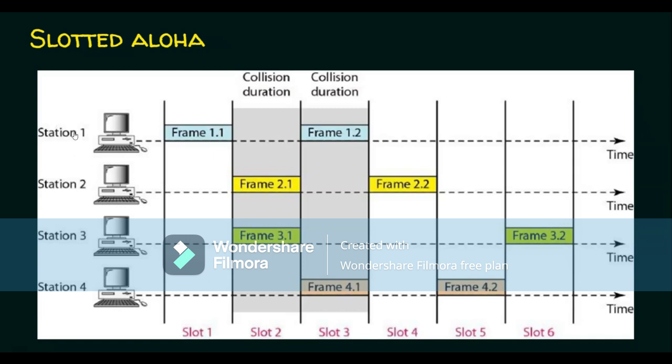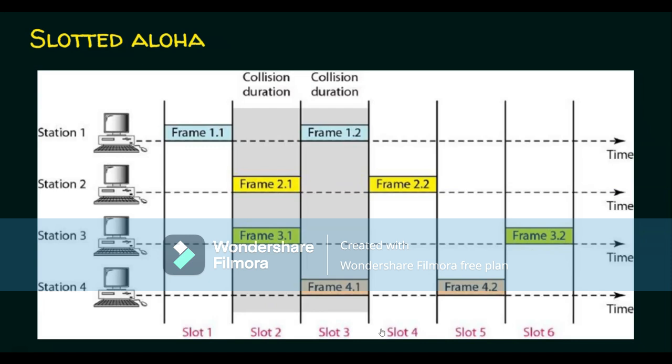In time slot 1, only station 1 is placing its frame on the medium. So there is no chance for collision because station 2, 3 and 4 are not involved in the placement of frames on the medium. Whereas in time slot 2, station 2 and station 3 are placing their frames. And what is the collision duration here? It will be the entire time slot. In slot 3, station 1 and station 4 are placing their frames, and in slot 4, only station 2 is placing its frame. In slot 5 and slot 6, station 4 and station 3 are placing their frames respectively.